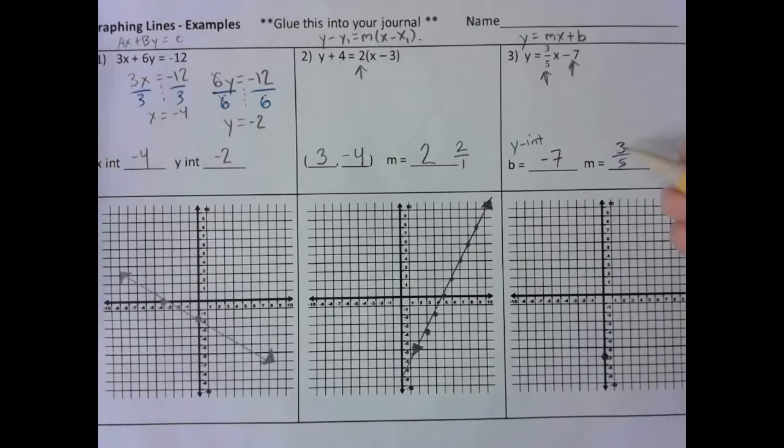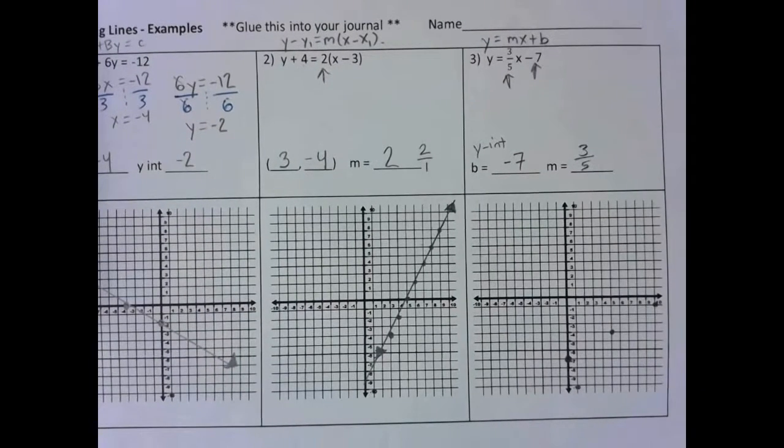The slope is 3 over 5. That means we're going to go up 3 to the right 5. 1, 2, 3 up, to the right 5, 1, 2, 3, 4, 5. There's a dot. Let's see if we can fit another dot on there. Up 3, 1, 2, 3, over 5, 1, 2, 3, 4, 5. Whew, just barely fit. So again, I went up 3, over 5.